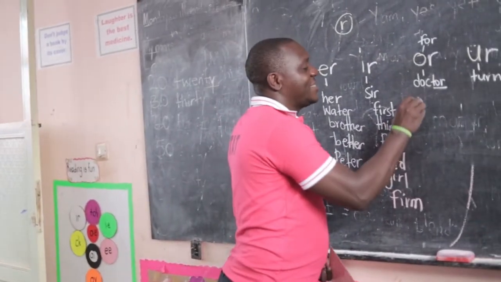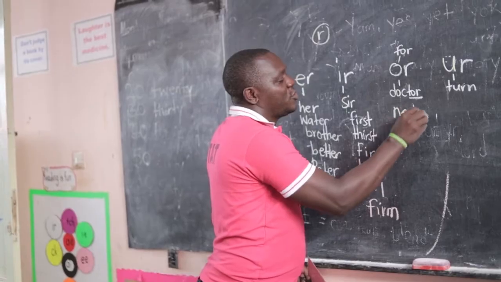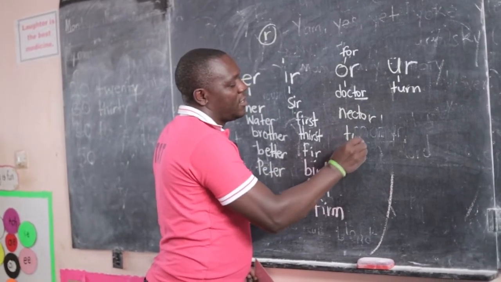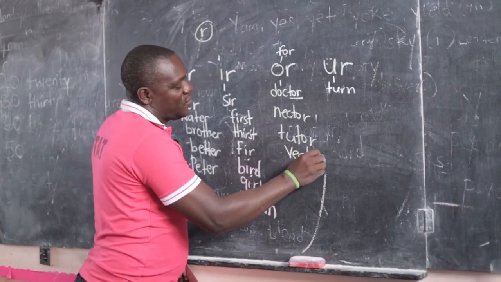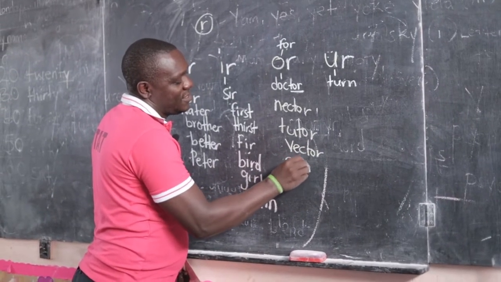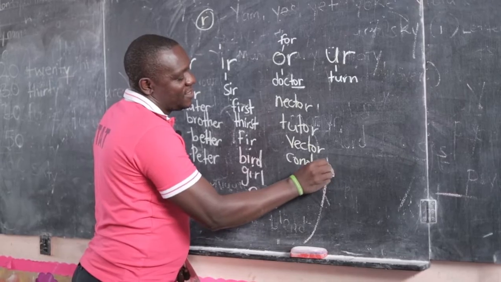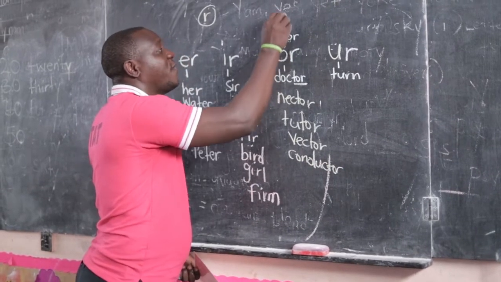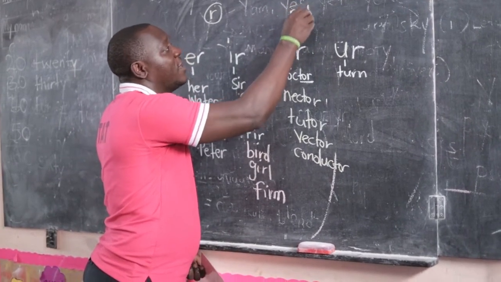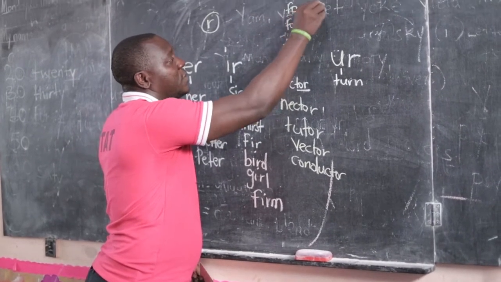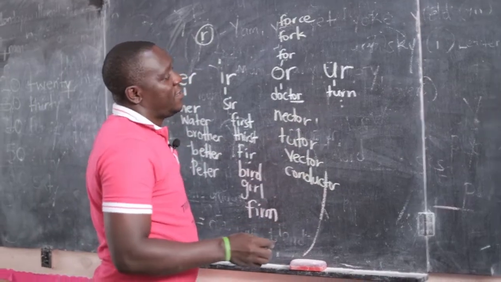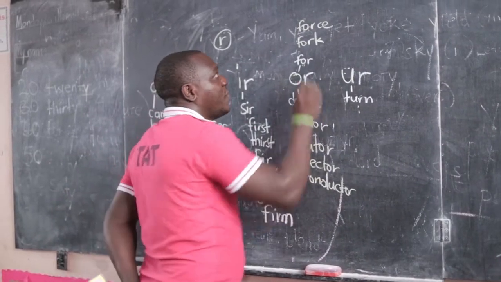Nectar, tutor, vector, conductor. Now this is the O for four, eh? Four, okay? All together? Force. Then this is the R, four. Yes, Ford.